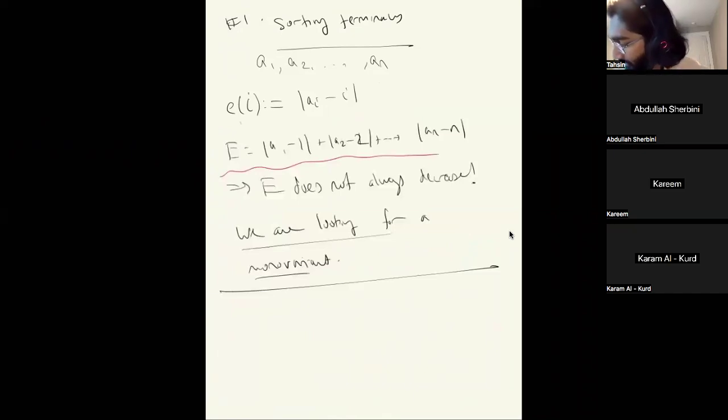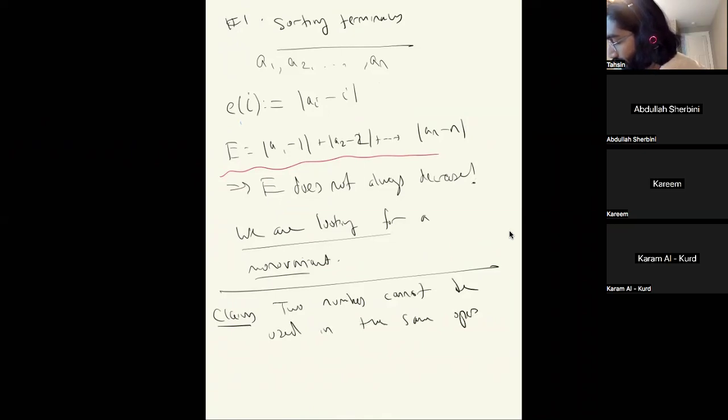Maybe a simpler claim. So claim: two numbers cannot be used in the same operation more than once. And yeah, so why is that? Okay, so maybe it's something you should think about to convince yourself, but Kareem, you can give me a reason.